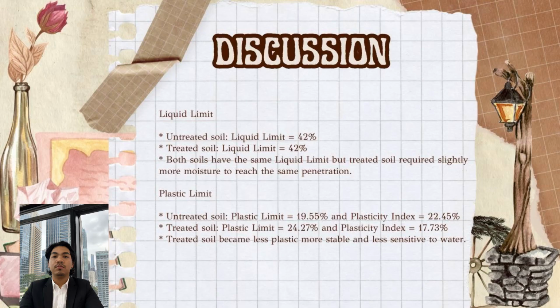Treated soil, liquid limit is 42%. Both soils have the same liquid limit, but treated soil required slightly more moisture to reach the same penetration. For the plastic limit, untreated soil, plastic limit is 90.55% and plastic index is 22.45%. Treated soil, plastic limit is 24.27% and plastic index is 17.73%. Treated soil became less plastic, more stable and less sensitive to water.